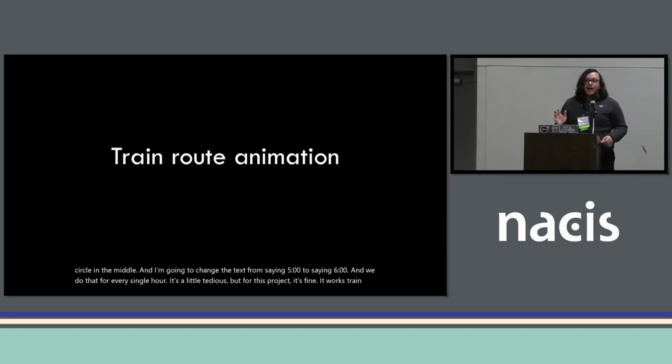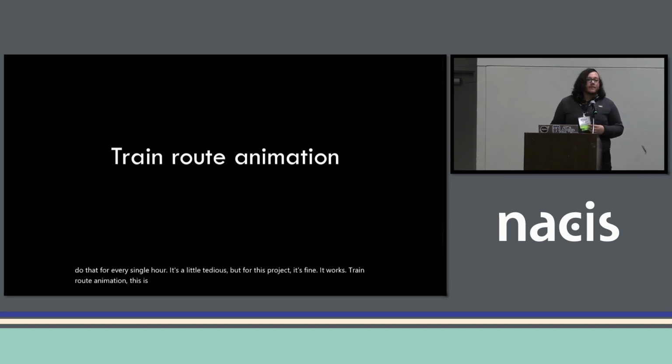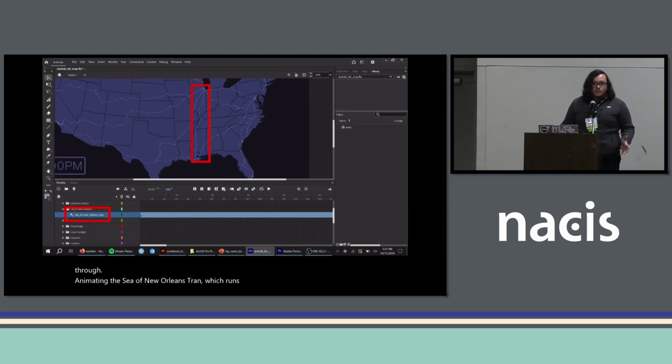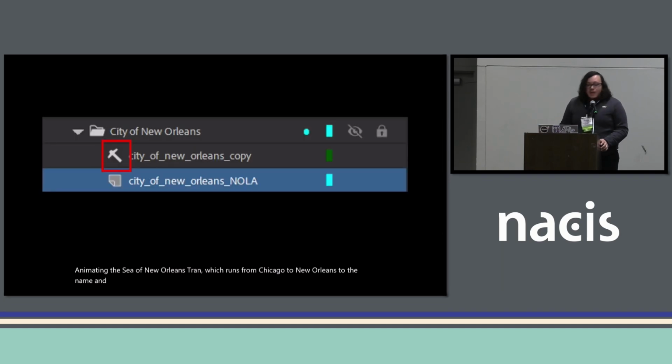Train route animation. This is maybe a more involved process than the clock animation. There's a couple more steps here. So for this presentation, I'm going to be walking through animating the City of New Orleans train, which runs from Chicago to New Orleans. It's in the name. And I'm going to make a new layer underneath the City of New Orleans motion guide, and I'm going to name it something that will make me remember which train this is.